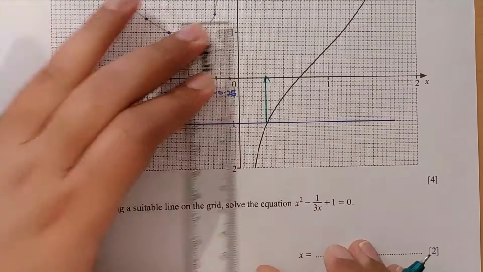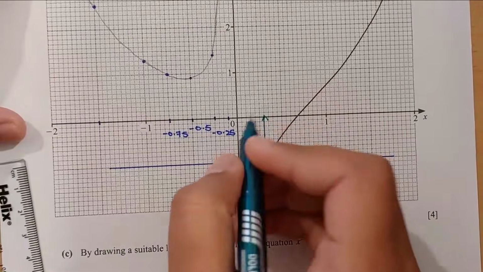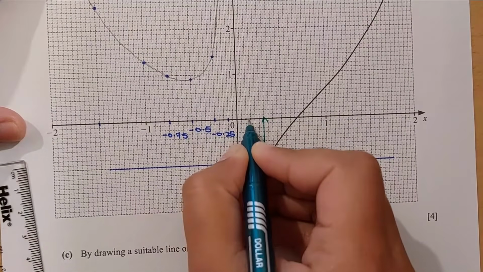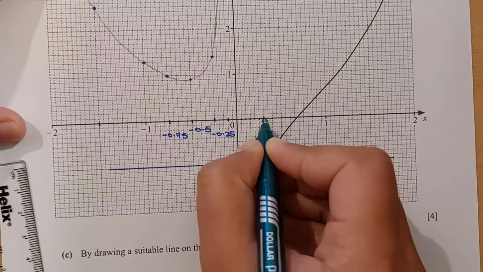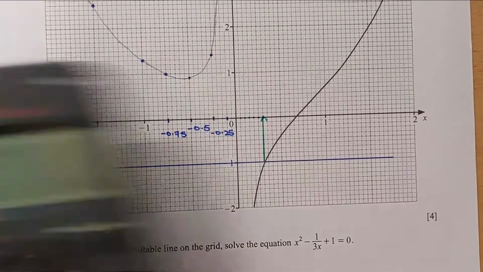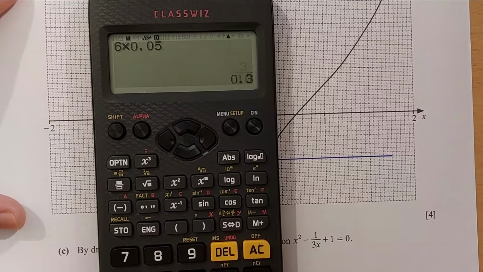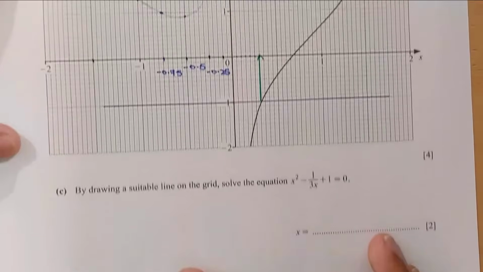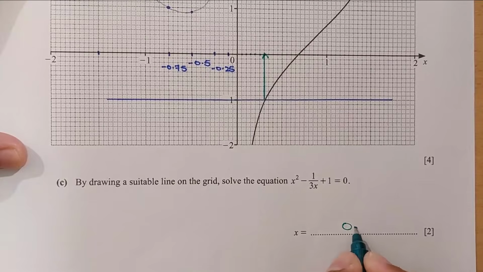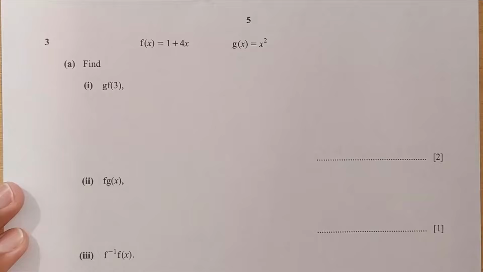This is the solution. What is this value? This is 1, 2, 3, 4, 5, 6. 6 times 0.05, that is 0.3. This is 0.3. So the x value is 0.3 when y is minus 1.